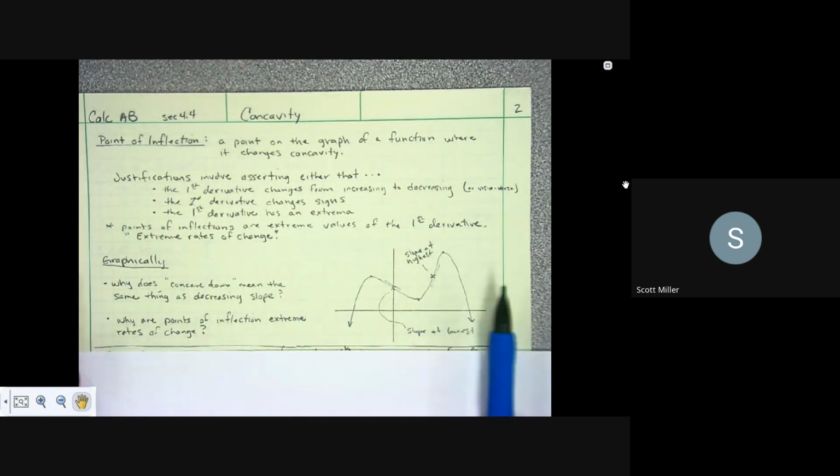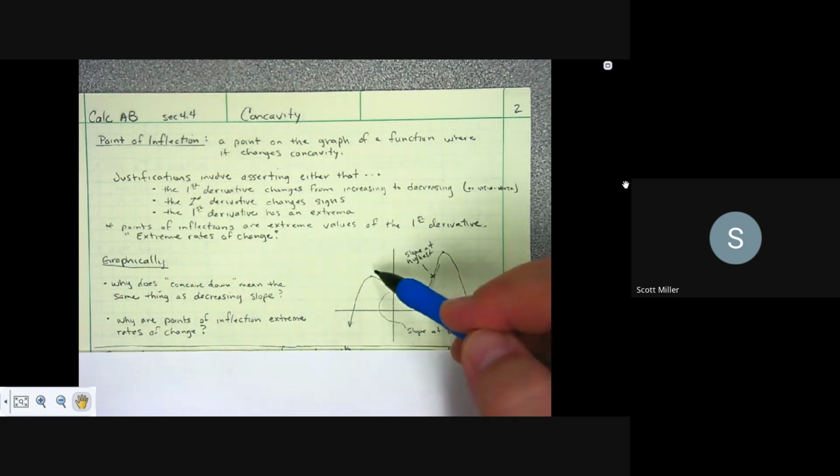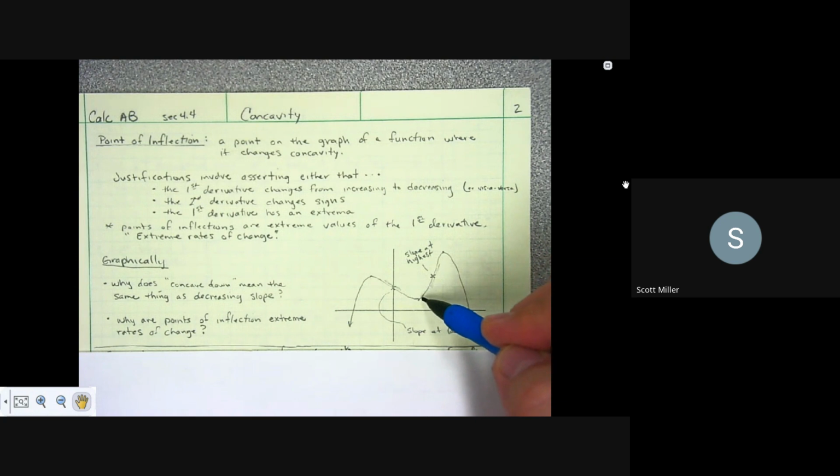Graphically, if I look at this graph over here, why does concave down mean the same thing as decreasing slopes? Why are the points of inflection extreme rates of change? So if you look at this graph I'm looking at, the slopes right here, this is concave down. There's a spot right here. Once I come around, the slopes are going to be decreasing. And the slopes are negative, but I'm coming from a 0 and I'm getting larger. There's a point in between here where it stops getting larger and then it's going to start getting smaller again because I have to get back up to 0. And that point is where the point of inflection is.